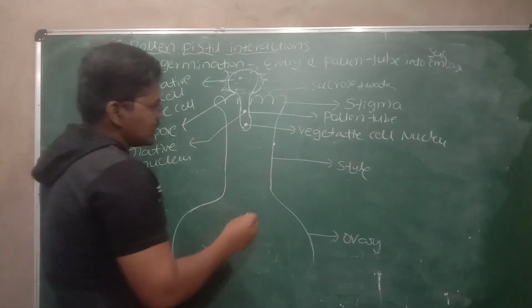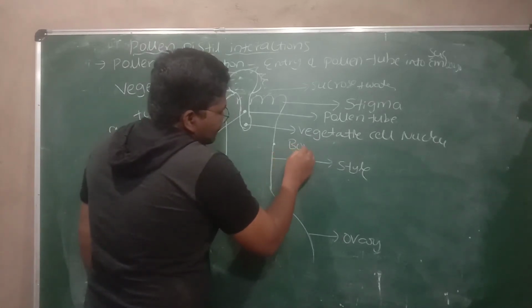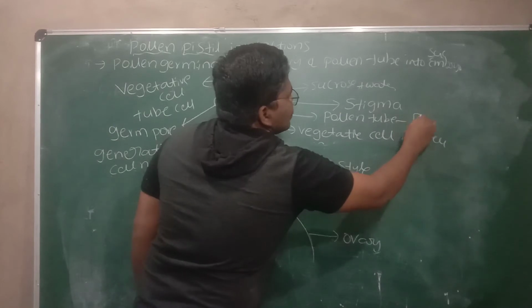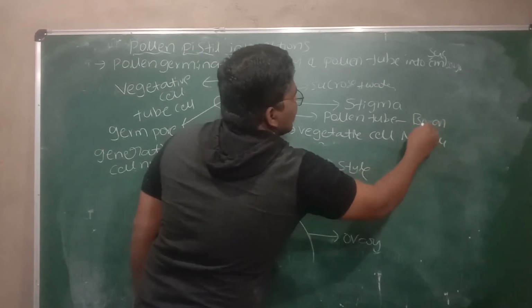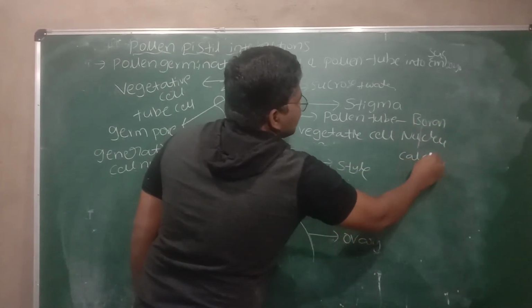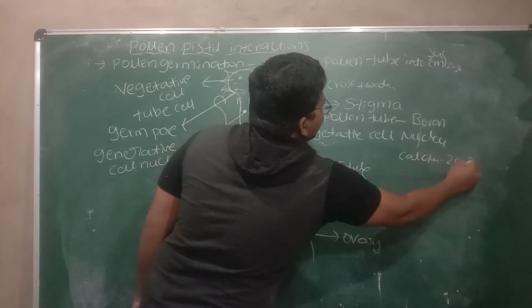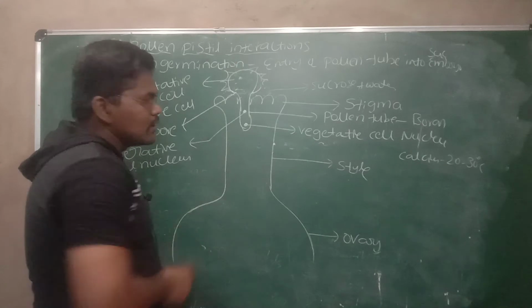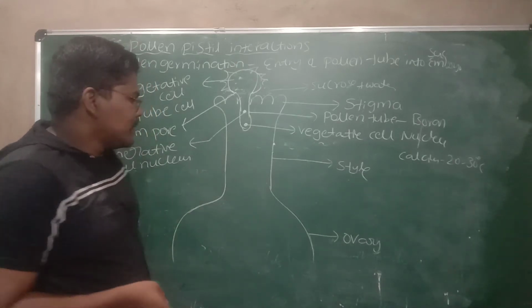Then apart from that, here I will write, pollen tube formation also requires boron, calcium and 20 to 30 degrees Celsius temperature. Boron, calcium, 20 to 30 degrees Celsius temperature.